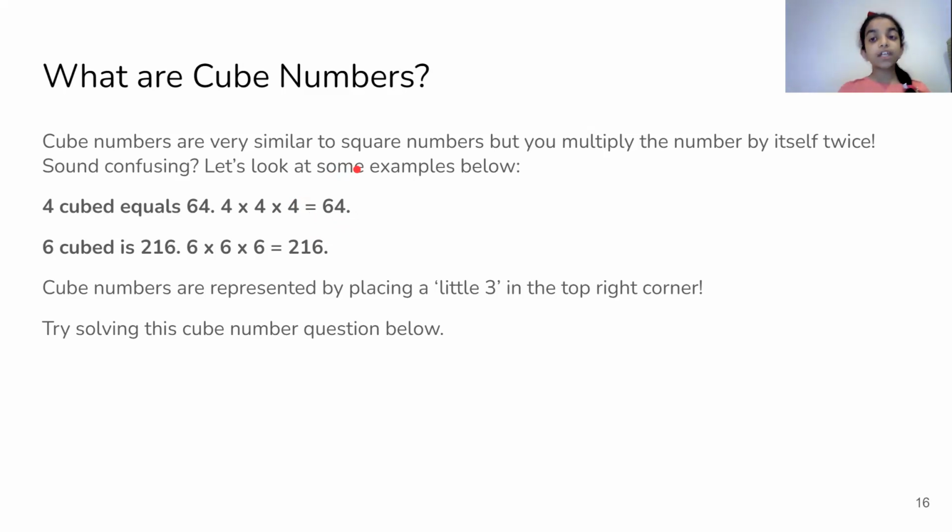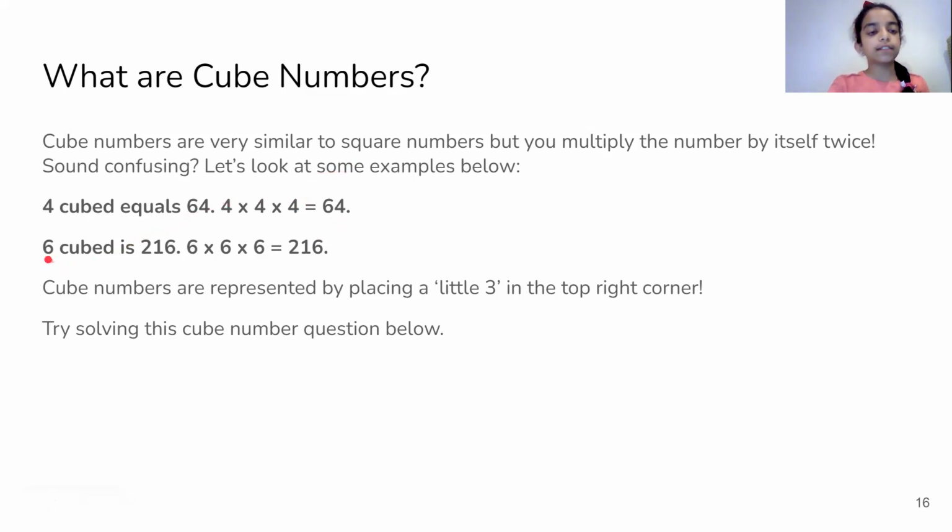Now this is because a cube has 3 dimensions. You've got your length, your width, and your height or depth. A square only has 2 dimensions. That's why you multiply 2 numbers together. You've just got your length and your width.